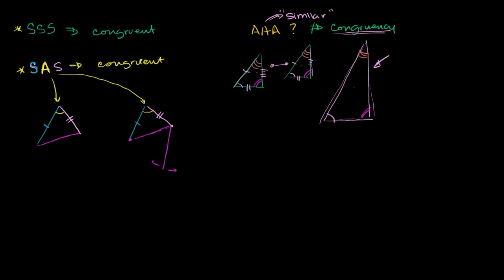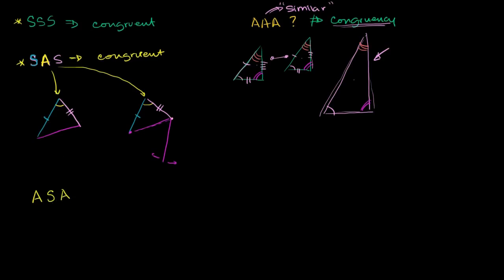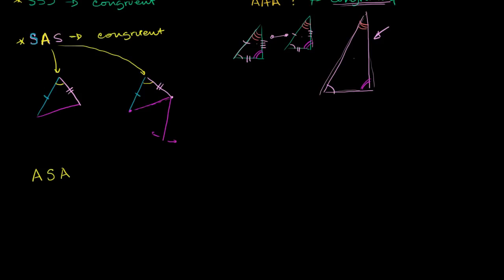Now what about, and I'm just going to try to go through all of the different combinations here, what if I have angle, side, angle? So let me try that. Let's go back to this one right over here. Actually, let me just redraw a new one for each of these cases. So angle, side, angle. I'll draw a triangle here. So this would be maybe the side.